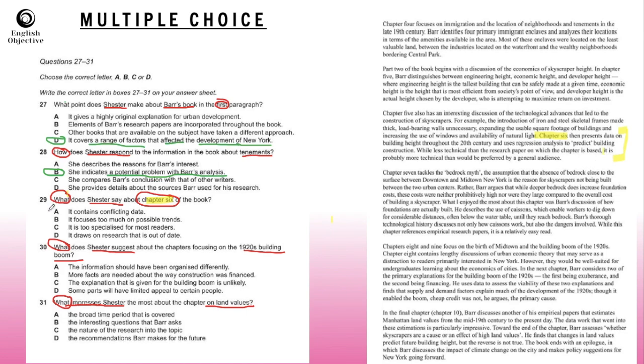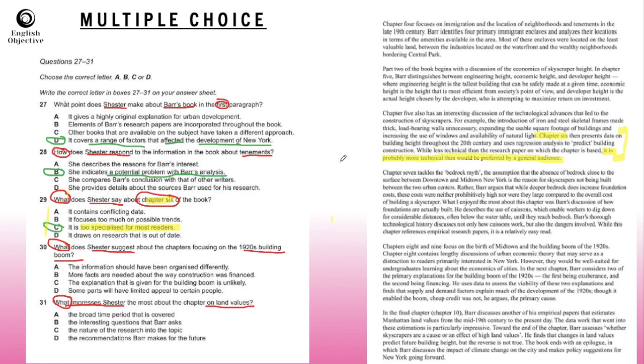So let's have a look at the options. It contains conflicting data. Not really. It focuses too much on possible trends. Possible trends. Too much? Maybe not. It is too specialized for most readers, and actually, yes, I remember that they said that at the end. It is probably more technical, so more specialized, than would be preferred by a general audience, so most readers. I'm going to say that for question 29, the correct option would be C. So let's continue with question 30.